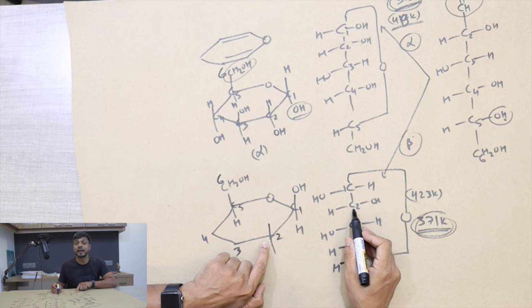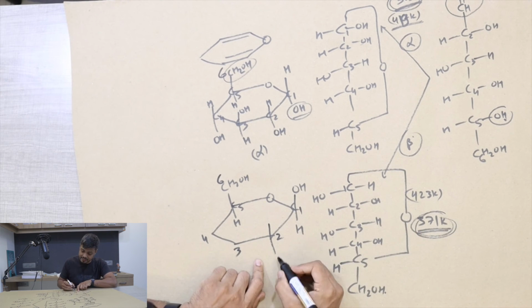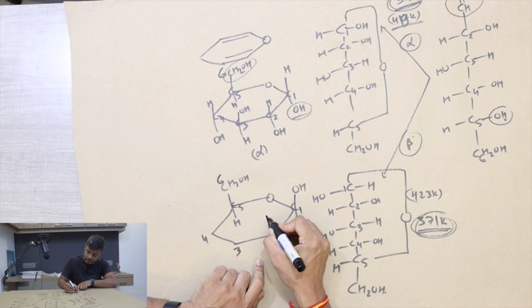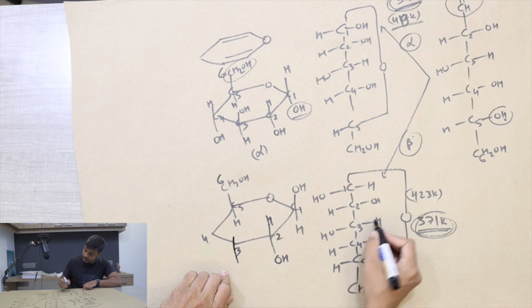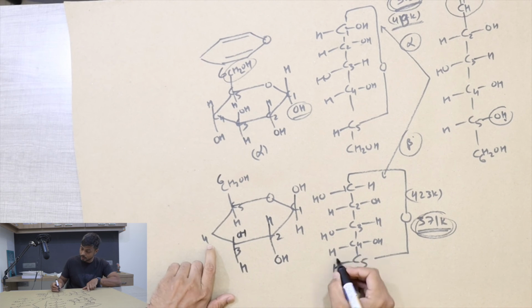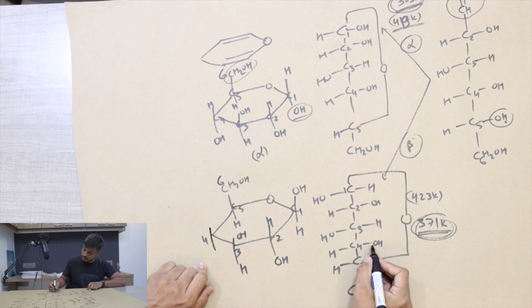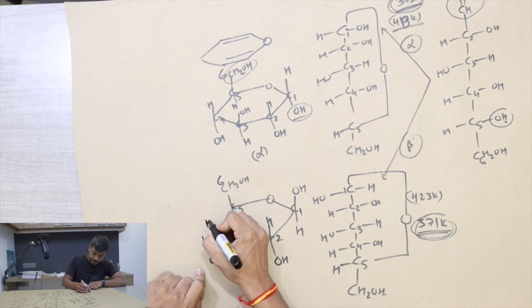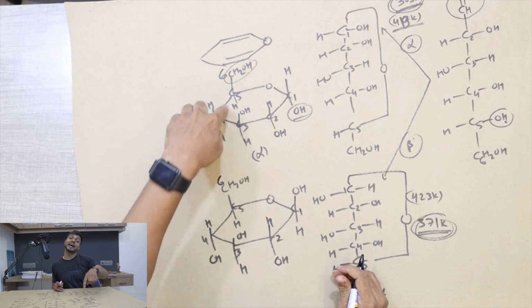And now see what is happening at carbon number 2. OH is on the right hand side, so it will come down. H left hand side, up. 3, H is on the right hand side, so it will come down. OH will come up. 4, OH is on the right hand side, it will come down, and this. So these are the cyclic structures.